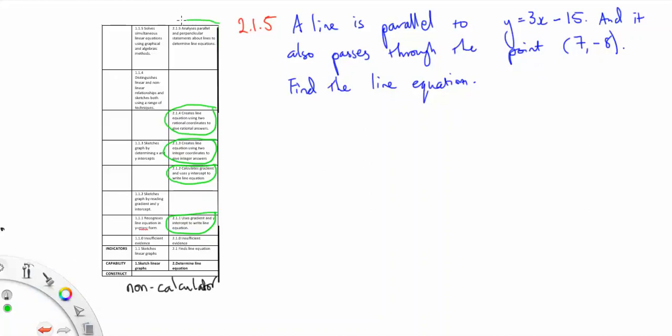So we'll call this part 1, looking at determining line equations. In part 2, what we'll look at is this column here, which is sketching linear graphs.